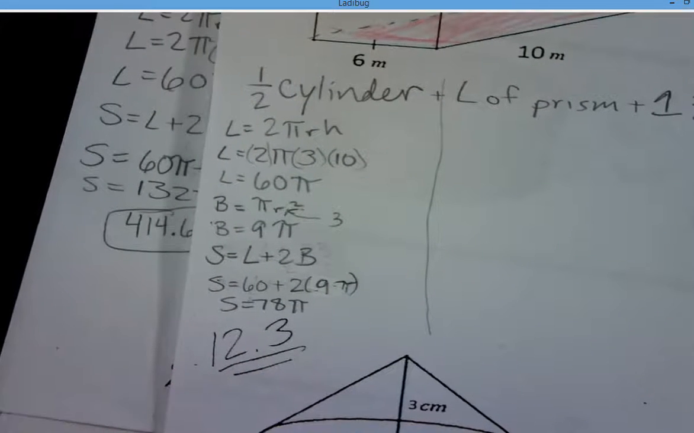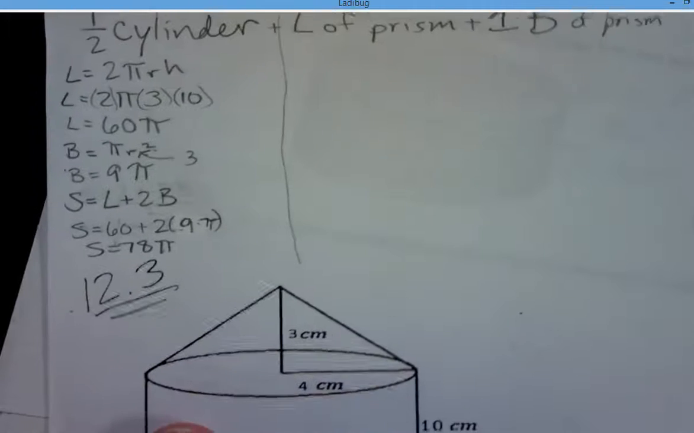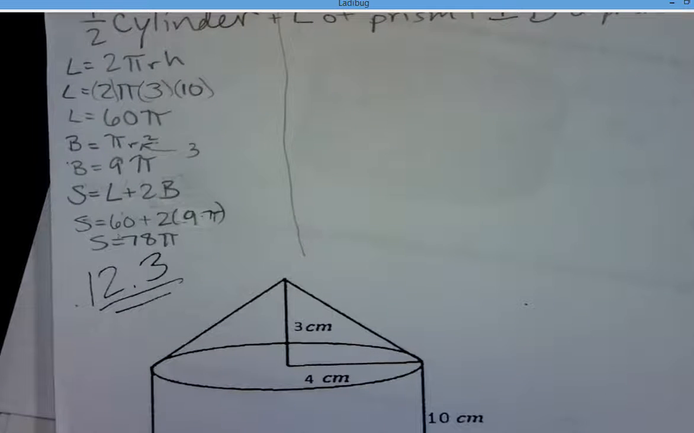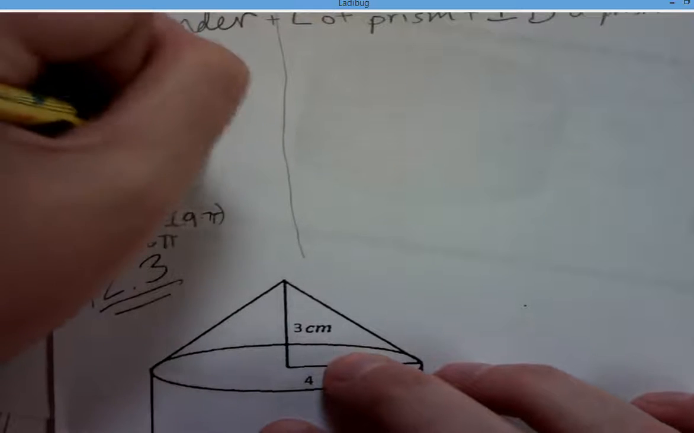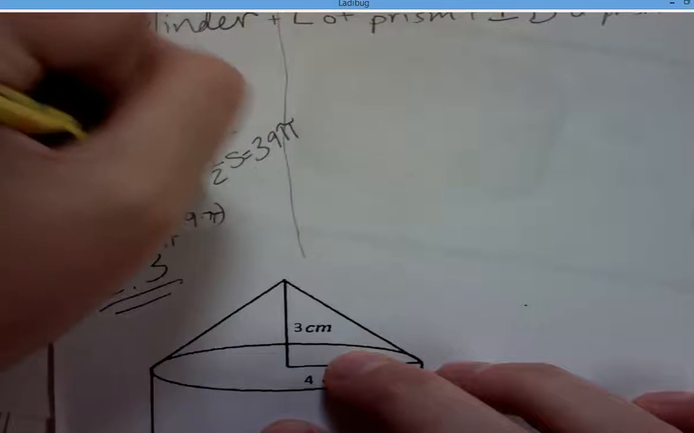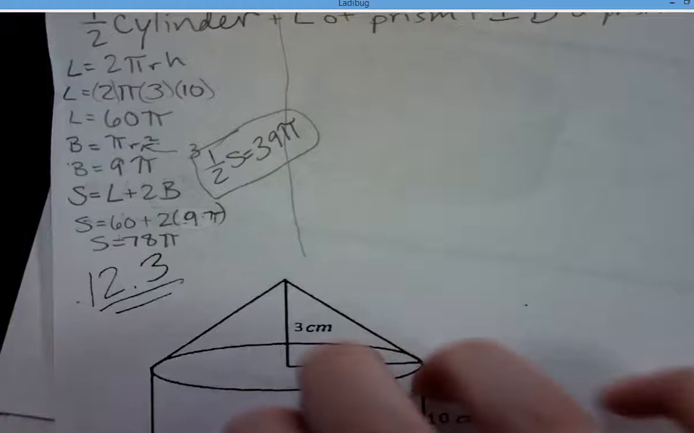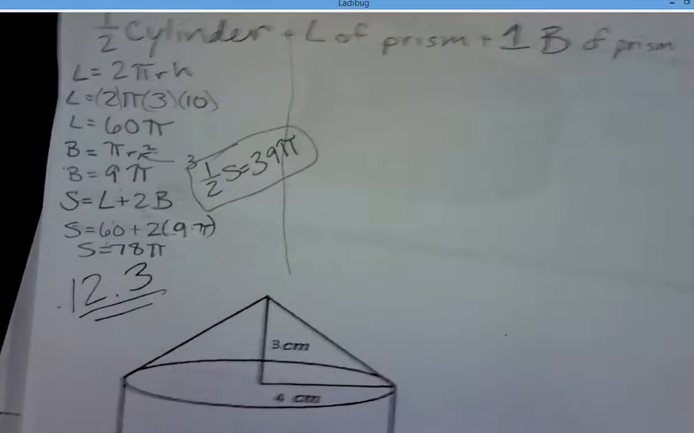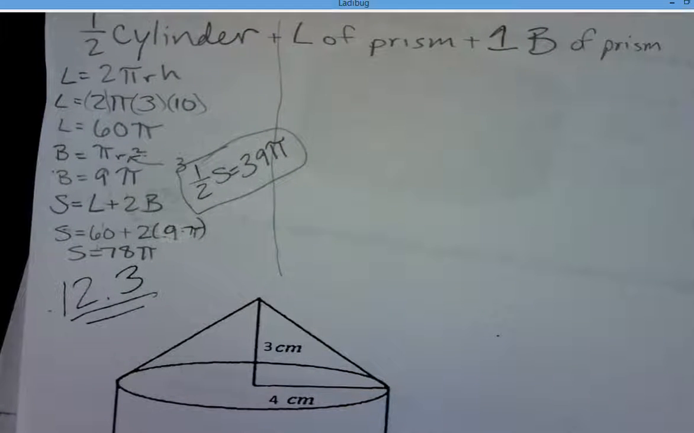But we only want half of that total surface area. So just cut that in half, divide it by 2. So 1/2 of our S is going to be 39 pi. Cool, we found this piece. This takes the longest. These other 2 parts are super easy.